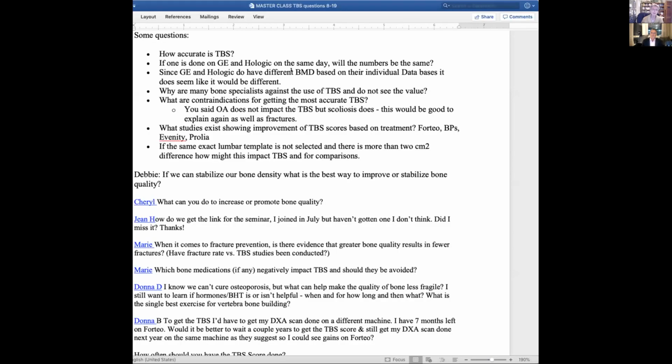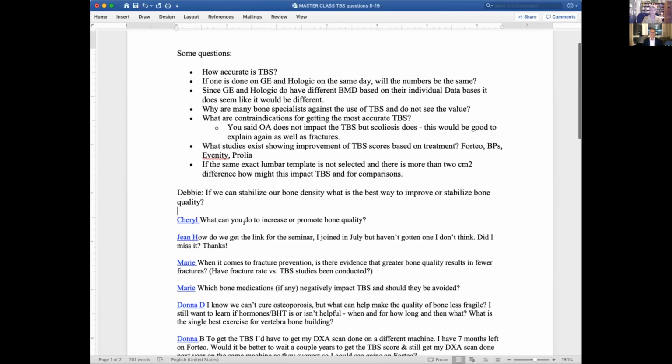Okay, and I'm only going to select a few here because you've answered a lot of them already. Here's the top one: how accurate is TBS? If I go to Hologic one day and I go to the GE on the same day, there's going to be some difference, but overall, how accurate is it? Well, I don't know what accurate means. Accurate for what? That's a tricky question.